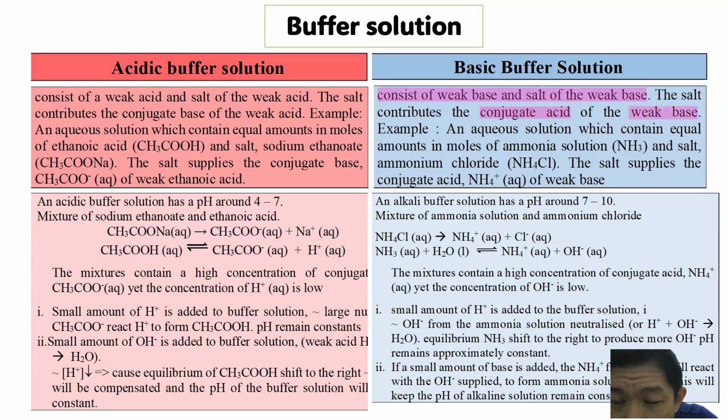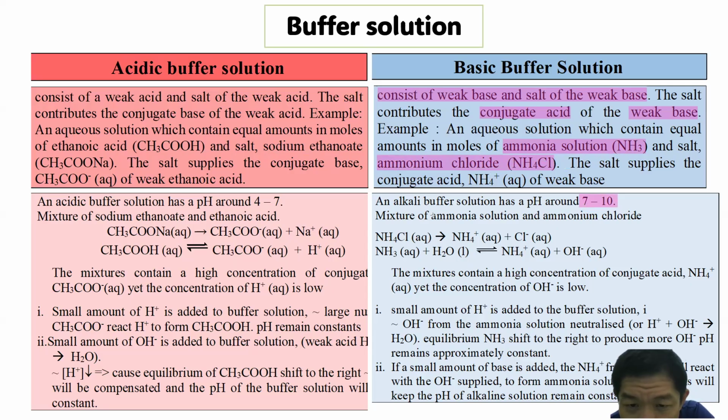So for example of a basic buffer solution, you have aqueous ammonia mixed with ammonium chloride. The salt supplies the conjugate acid of the weak base. A basic buffer solution has a pH around 7 to 14.